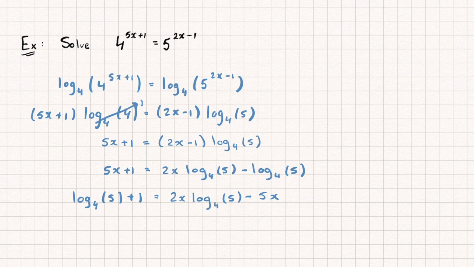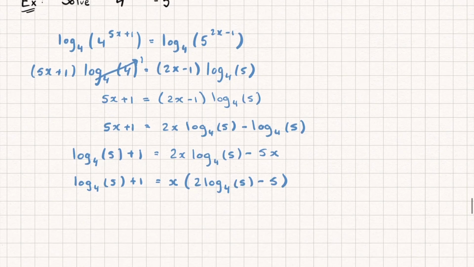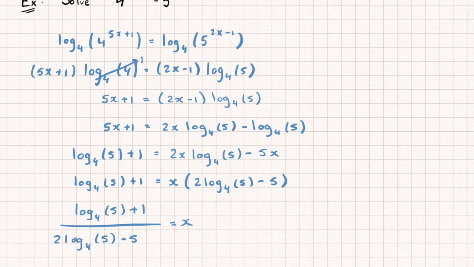Now to get x on its own, I'm going to factorize out x from the right hand side of this equation, and so we get log base 4 of 5 plus 1 is equal to x multiplied by 2 log base 4 of 5 subtract 5. Then I'm just going to divide both sides by everything in this bracket here, and so I get x is equal to log base 4 of 5 plus 1 divided by 2 multiplied by log base 4 of 5 subtract 5, and that is my answer for x. And again, if you wanted to, you could use your laws of logarithms to perhaps rewrite some of this and simplify it, but for this I'm going to leave it exact just like this.